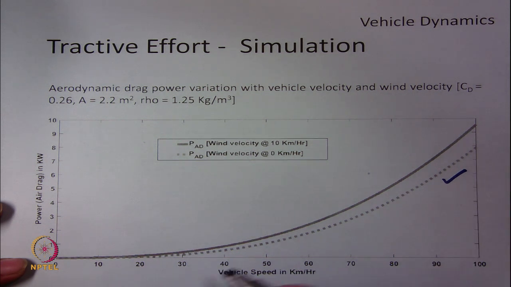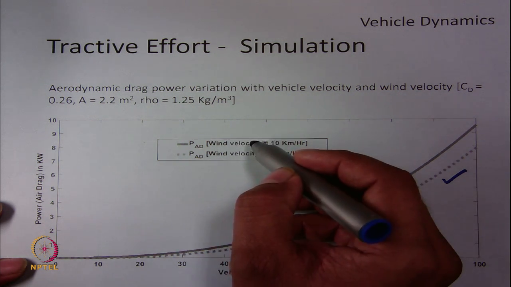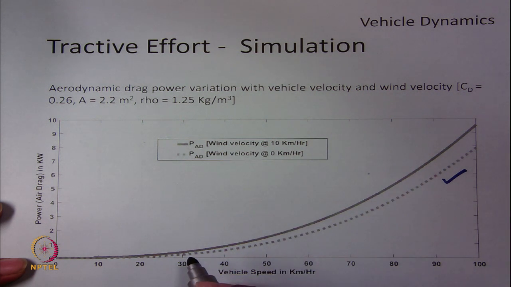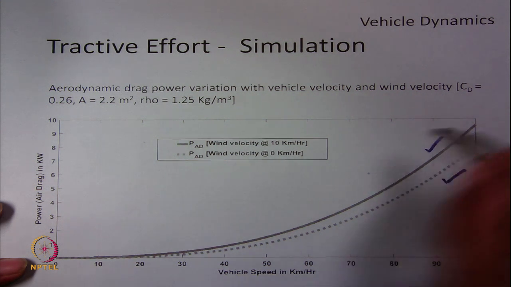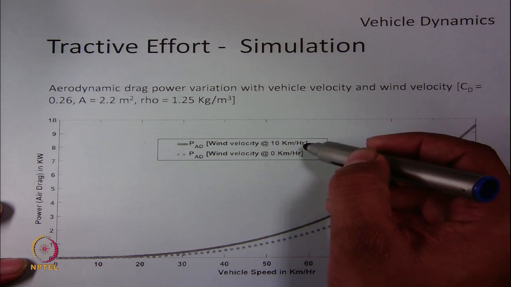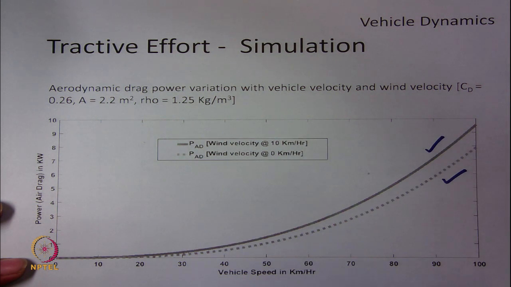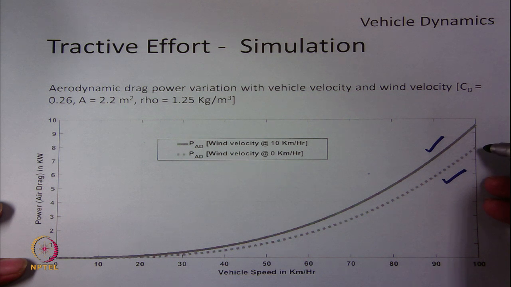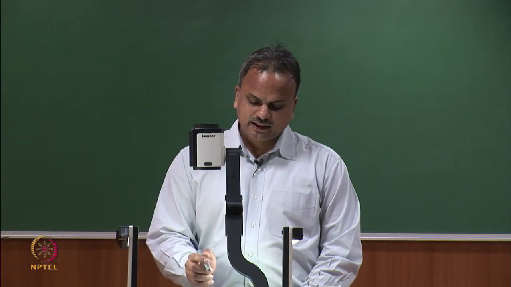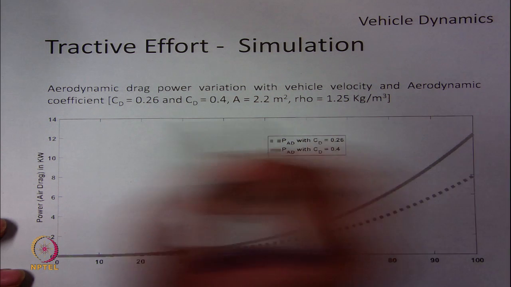Secondly, let us see that in addition to vehicle velocity, if there is a strong wind of, let us say, 10 km per hour opposing the vehicle movement, then what will happen? So, this second curve shows that effect. If the wind velocity of 10 km per hour is opposing the vehicle movement, you need extra power of around 2 kilowatt at 100 km per hour.